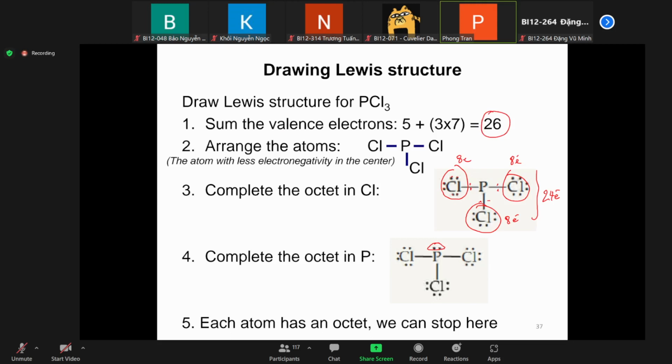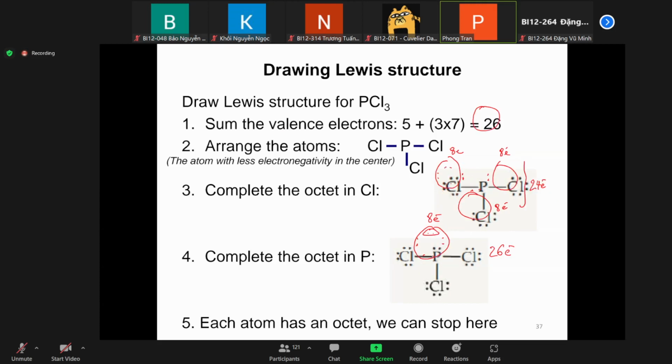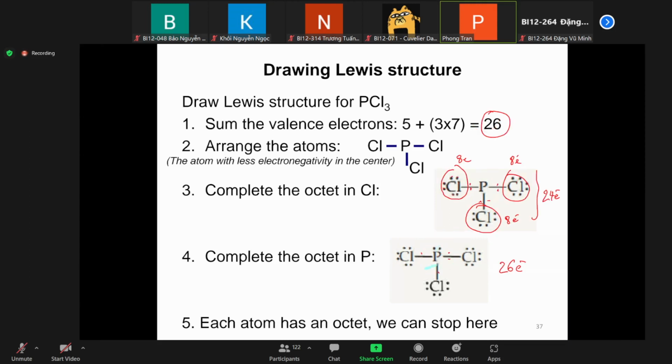Now you look to see whether the phosphorus satisfies the octet rule. You have 2 here, 2 here, and 2 here, so in total the phosphorus also has 8 electrons. You see that you have used all 26 electrons, and all the elements satisfy the octet rule. Okay, so we can stop here. So you have the final structure of PCl3.